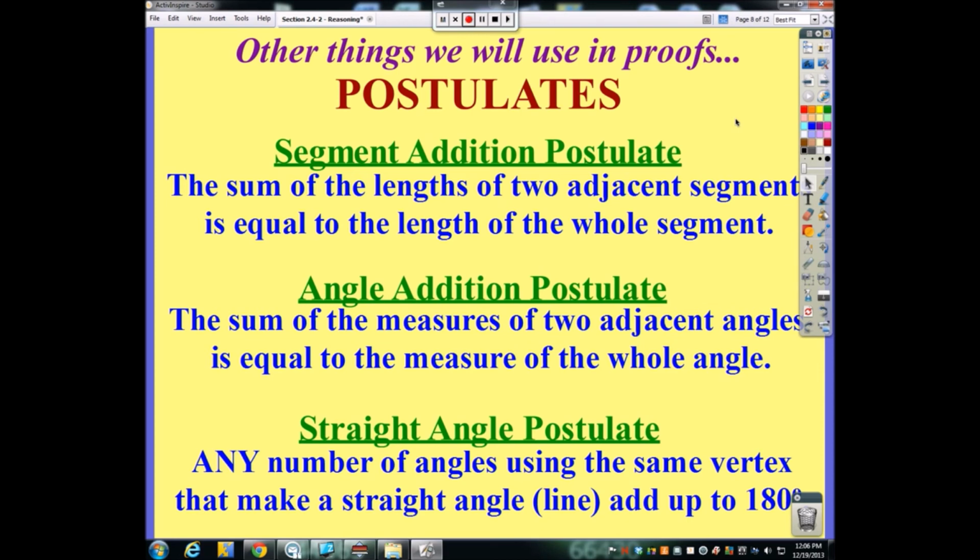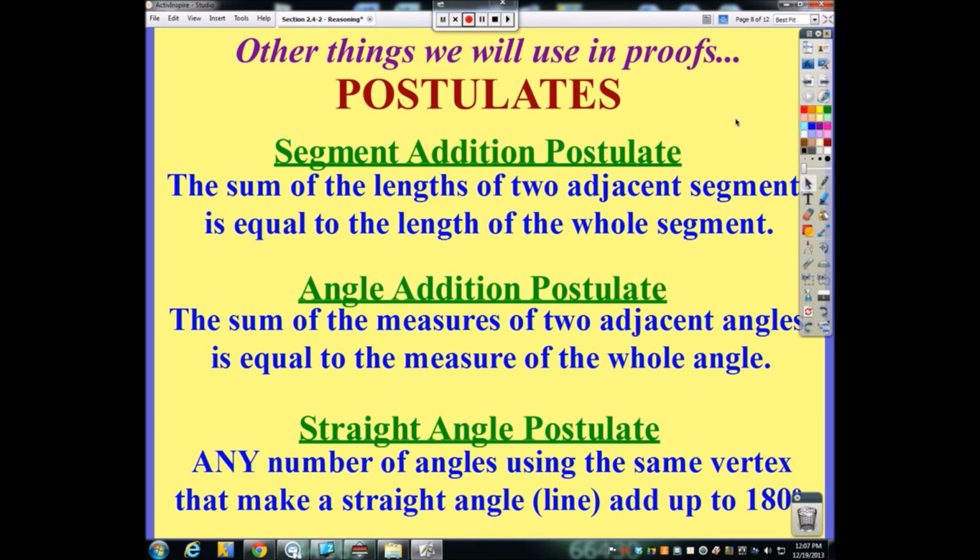Likewise, we also have the angle addition postulate, which was the same thing as the segment addition postulate, except we did it with angles. So we had a little angle plus another little angle that's adjacent to it, side by side, and together they add up to make a bigger angle. No surprise there. But now we need to refer to it as the angle addition postulate.